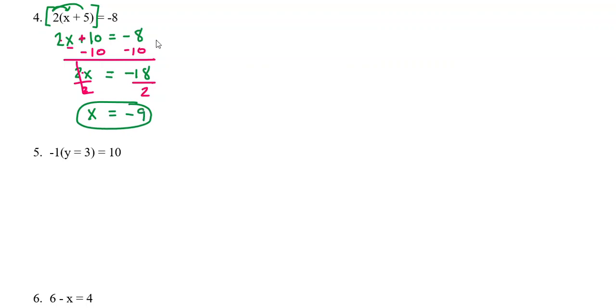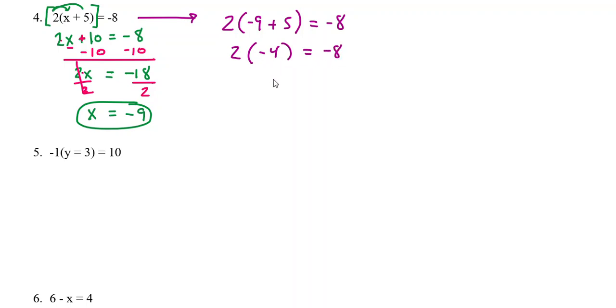Now I'm going to go back and rewrite the problem again. 2 times x plus 5 equals negative 8. Well, negative 9 plus 5 is negative 4. And 2 times negative 4 is negative 8. So it's true, and we found our solution.